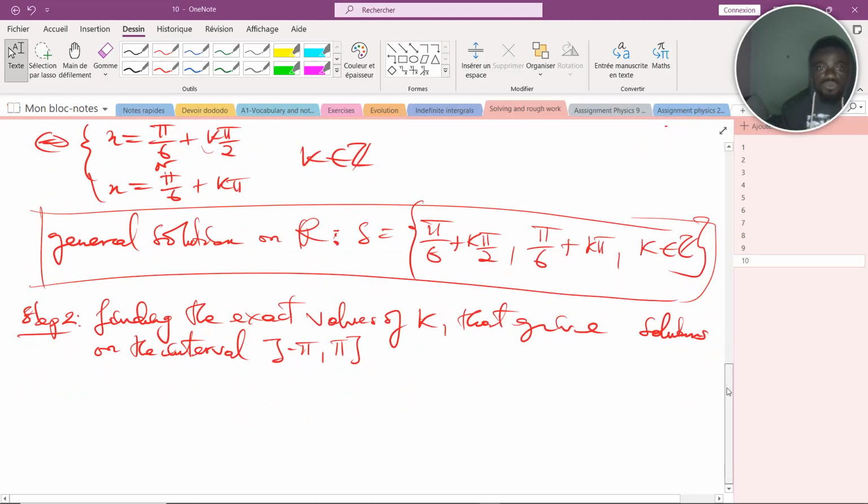Okay, let's proceed. We know that the general solution, it is either any number of this form with k belonging to Z. Is that okay? So let's take the first form.